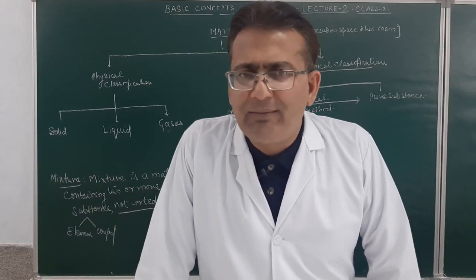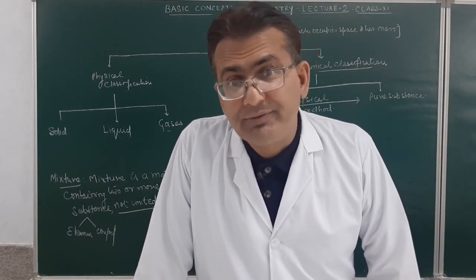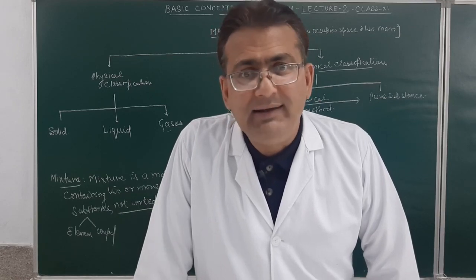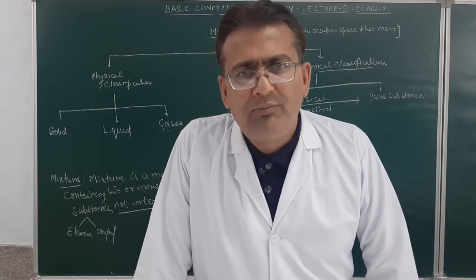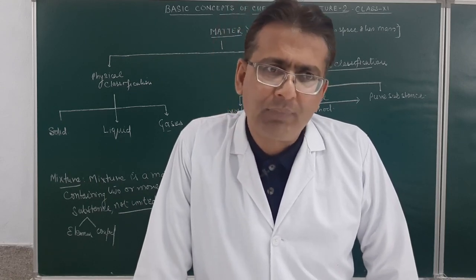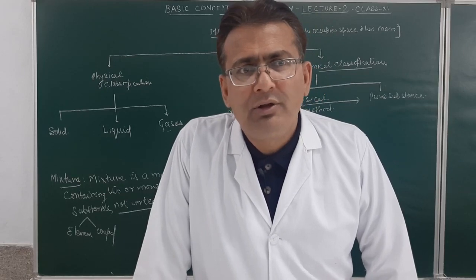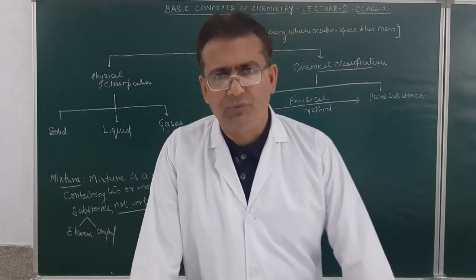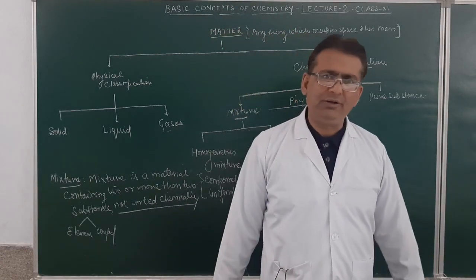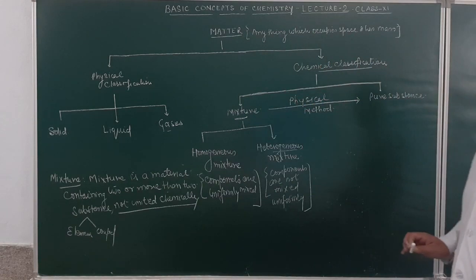Can you give me an example of a heterogeneous mixture? Iron and sand. Iron nails, when mixed with the sand, form a mixture, but they are not mixed uniformly. Can you give me an example of a homogeneous mixture? Single phase mixture, any two liquids. They may form a mixture if they are not chemically combined. Tell me whether this is clear to you or not.